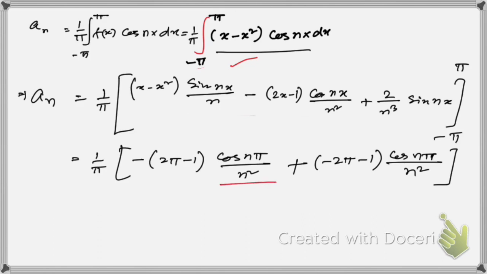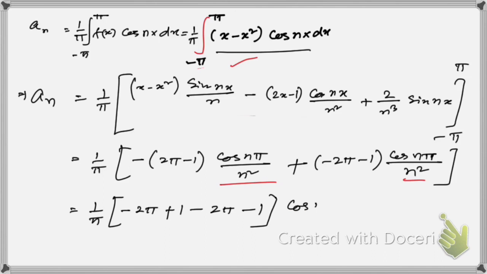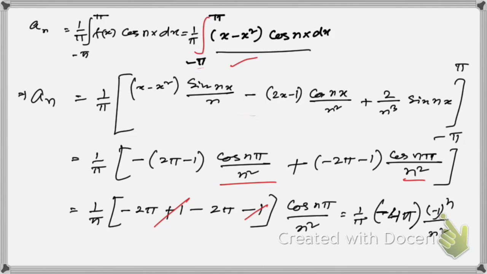Now let us take this term common, and doing so, what you're going to get? 1 by pi, so minus 2 pi minus 1, removing the bracket, it's going to be plus 1, minus 2 pi minus 1, then cos n pi by n squared is taken common. So here, this minus 1 plus 1 cancels, so 1 by pi, minus 4 pi, and cos n pi is minus 1 to the power n, by n square. That's what we got. So this is the value of a n.